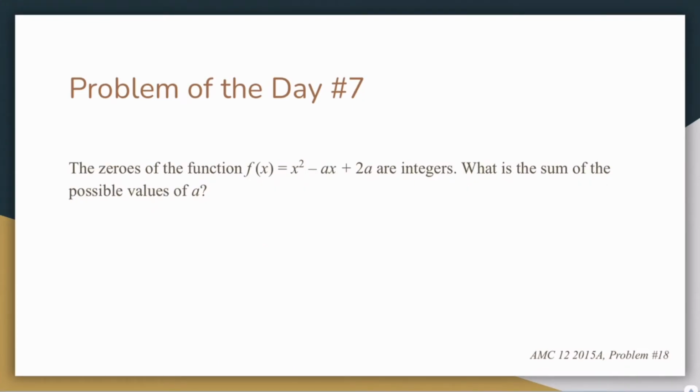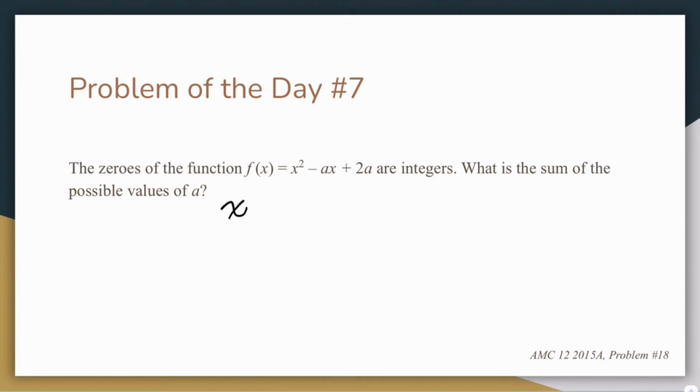Problem number 7 was problem number 18 of the 2015 AMC 12A. The zeros of the function f of x equals x squared minus ax plus 2a are integers. What is the sum of the possible values of a? So let's start by using the quadratic formula to find the roots.